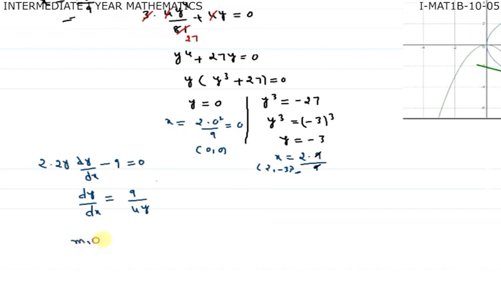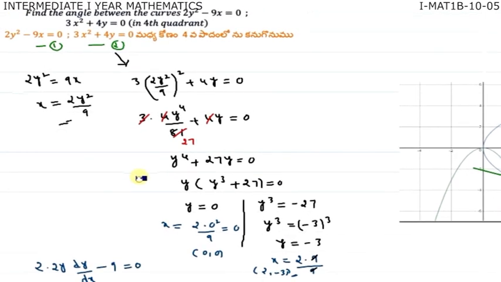Now m1 is dy by dx, already we have calculated that point as 2 comma minus 3. Substitute here 9 by 4 into y, that is minus 3. On cancellation, 3 3 ja 3, 1 ja, I will get minus 3 by 4. I got m1 as minus 3 by 4. Similarly find out m2.